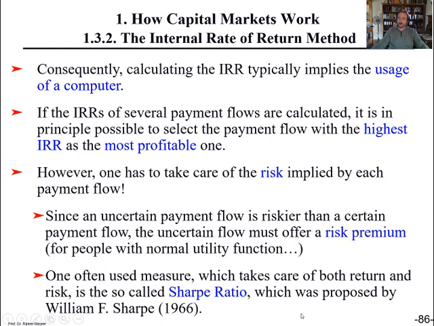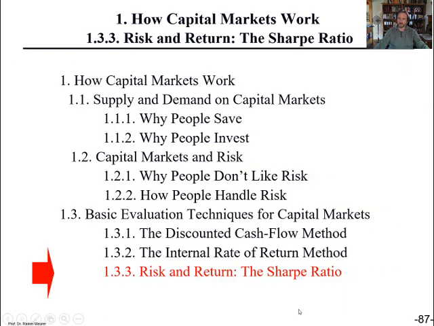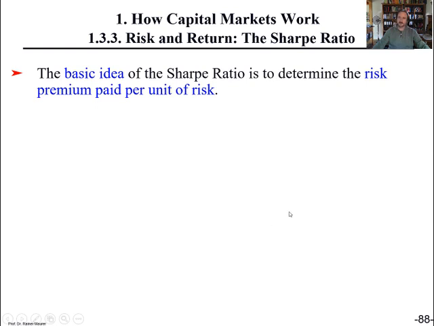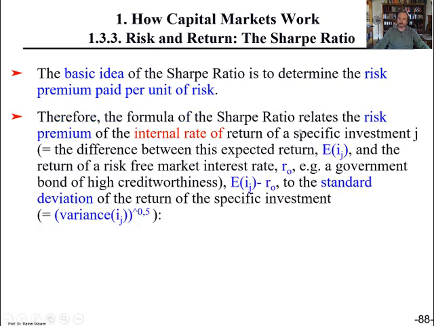One often used measure which takes care of both return and risk is called the Sharpe ratio, which was proposed by William Sharpe for these kind of problems. In this section we will see how the Sharpe ratio is calculated and used. The basic idea of the Sharpe ratio is to determine the risk premium paid per unit of risk. Therefore, the formula of the Sharpe ratio relates the risk premium from the internal rate of return of a specific investment to the standard deviation of the return of this specific investment.